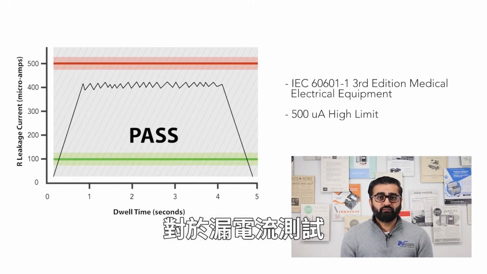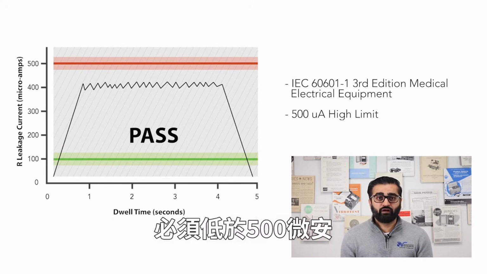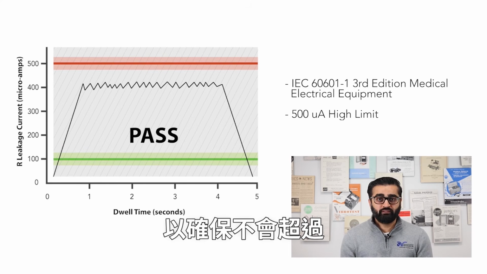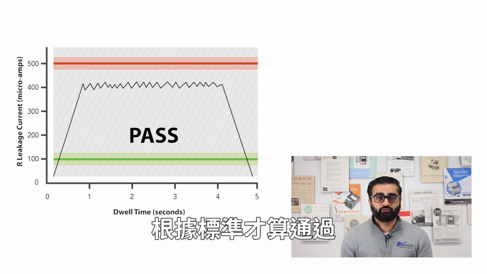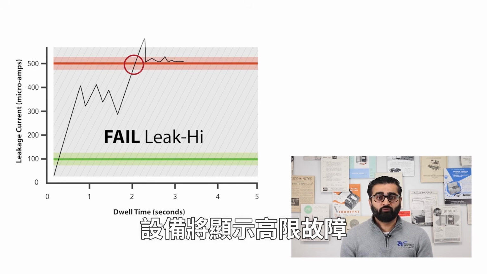For leakage current testing, the standard 60601-1 requires a certain leakage current value to be below 500 microamps. Again, this gives us the high limit value which should not be exceeded in order to be considered a pass according to the standard. If the leakage current is exceeded during the test, the equipment will indicate a high limit failure.